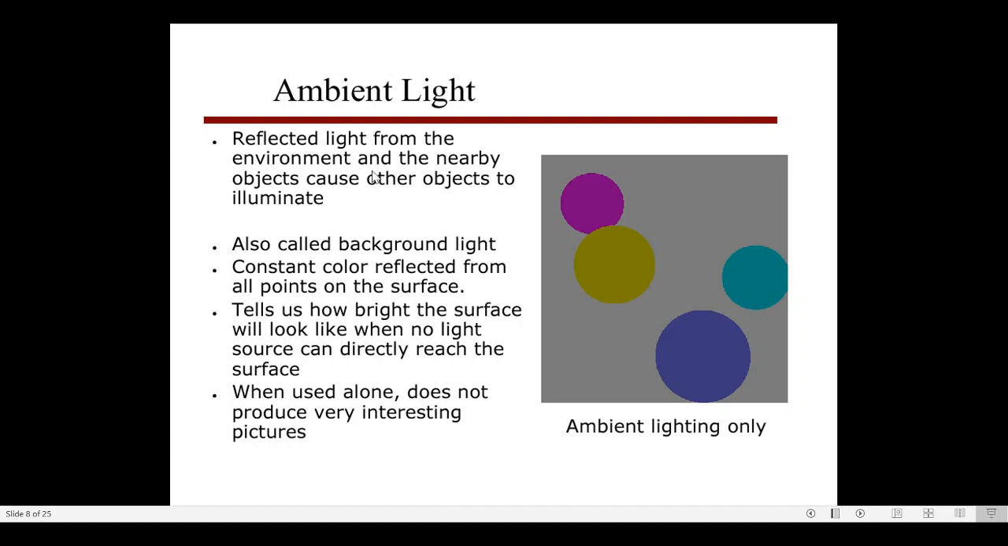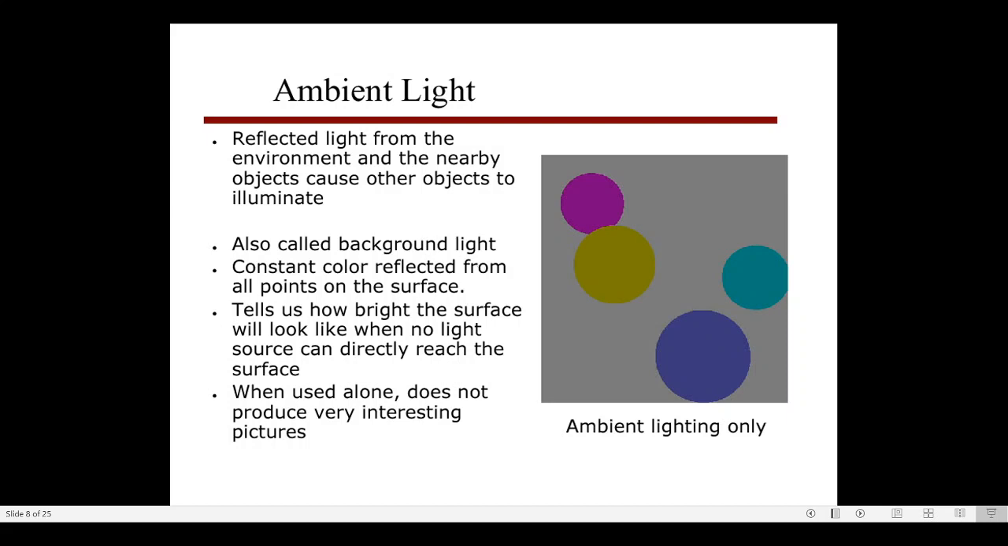So the light reflected from the environment is falling on the objects and then the object gets illuminated. So here you can see all these objects. These objects are illuminated or having some light shade, light or color value. It is due to the ambience color. It is due to the background color, background light. So it is also called a background light.